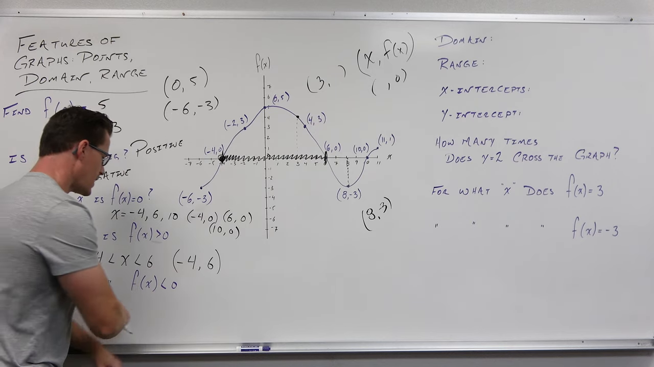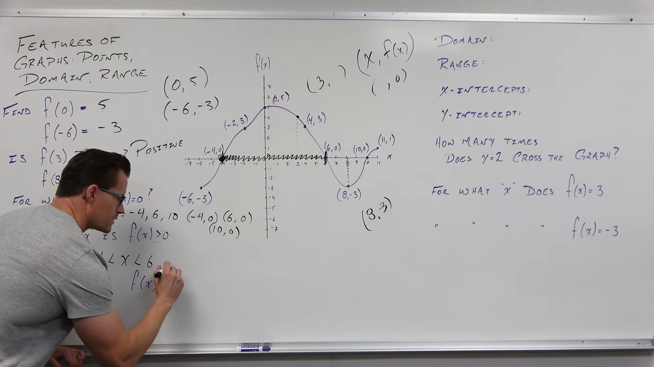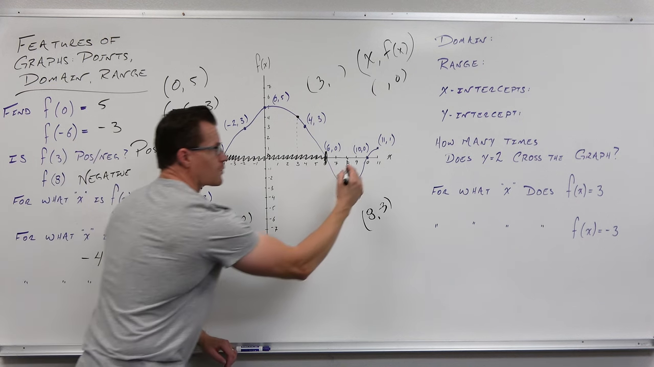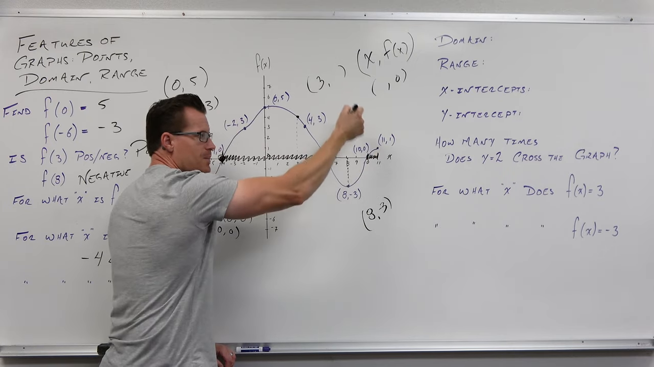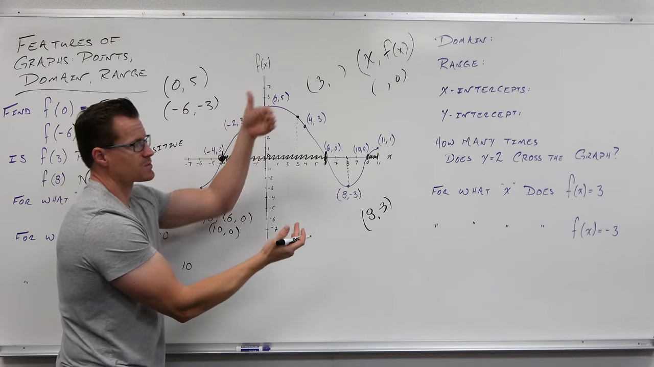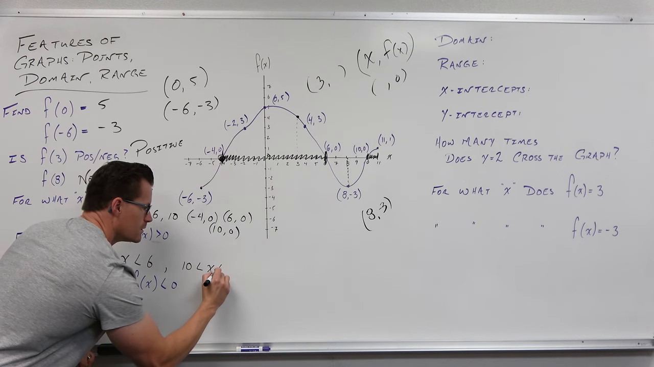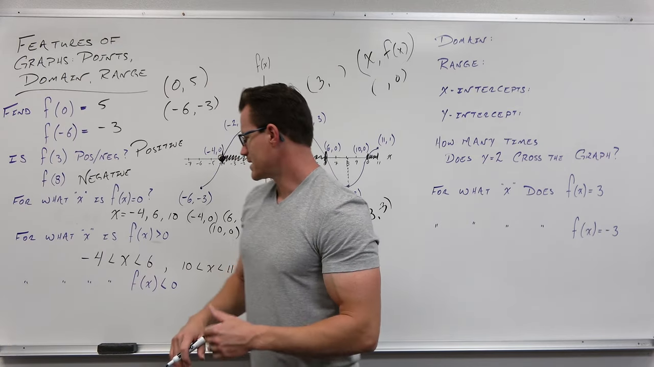So the way we're going to write that, I'll write this all together, is we have this. We also have an interval right here from 10 to 11. This little interval, not up and down, but x-axis wise. We say the x values that are giving us positive outputs are also found from 10 to 11. So this is one way we can write it with this inequality notation.